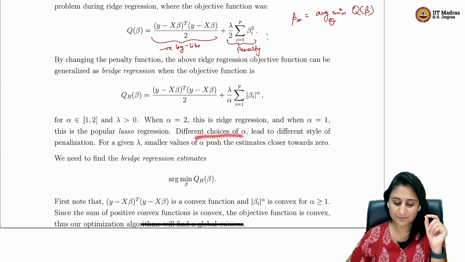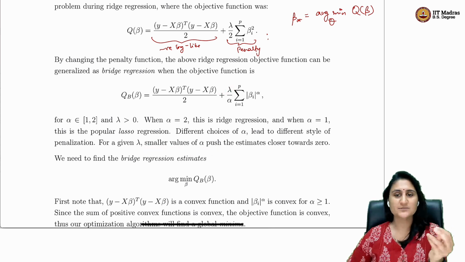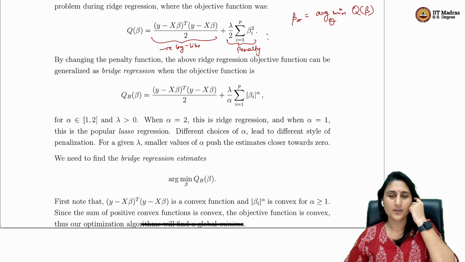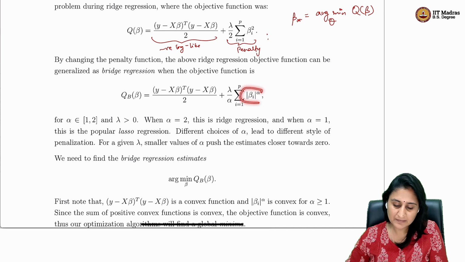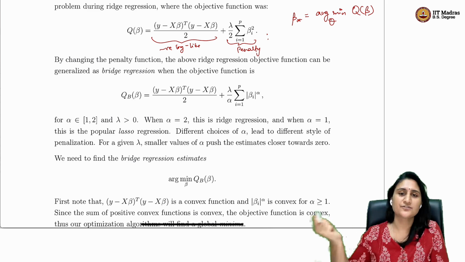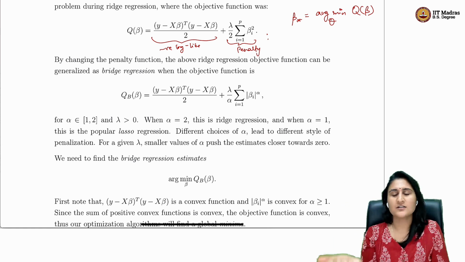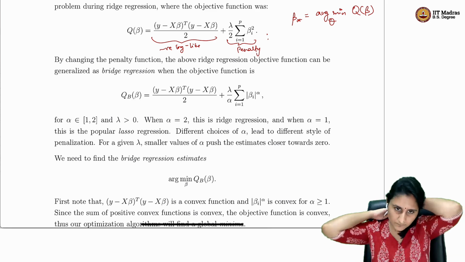Now, different choices of alpha lead to different styles of penalization. For a given value of lambda, when you fix a particular lambda, smaller values of alpha push the estimates closer and closer towards 0. Because you basically are penalizing larger values of beta. Smaller values of alpha are really pushing the weight down smaller and smaller, right? It's taking large values of beta and really pushing them down.